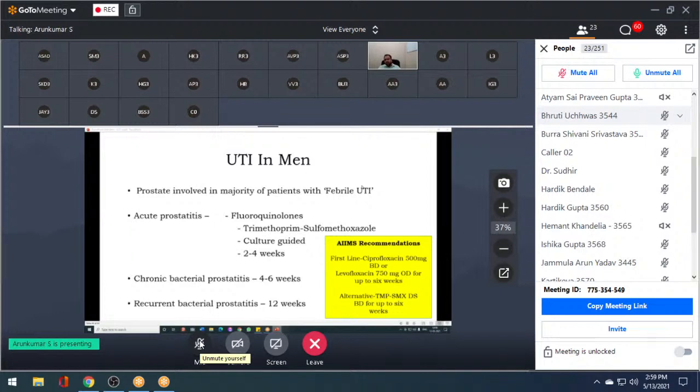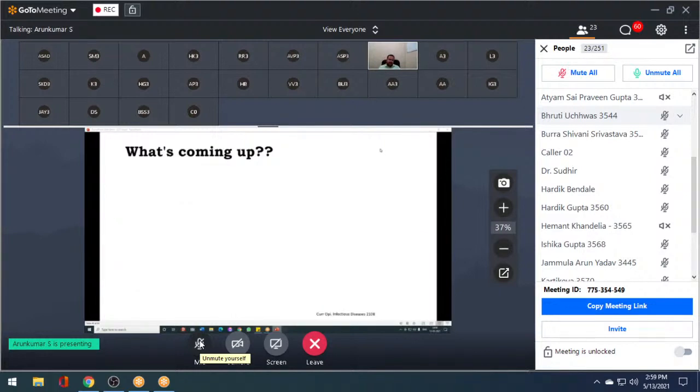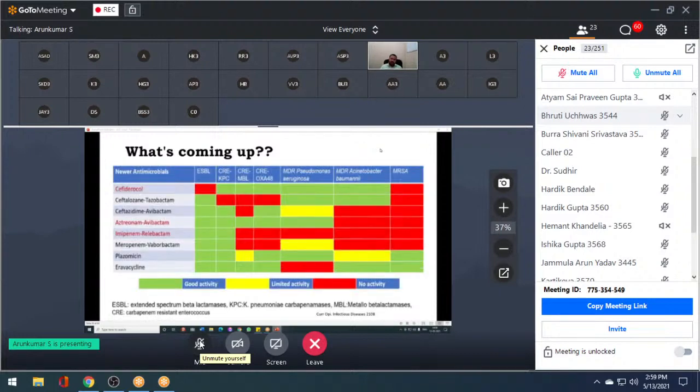An alternative to quinolones in those who are allergic could again be the sulfa drugs. They are safe and they can be used. They do penetrate the prostate. Here again, the duration of therapy is longer, around 12 weeks. There's a difference with regard to a male versus a female UTI. So these are the common antibiotics which we are using on a day-to-day basis at present.